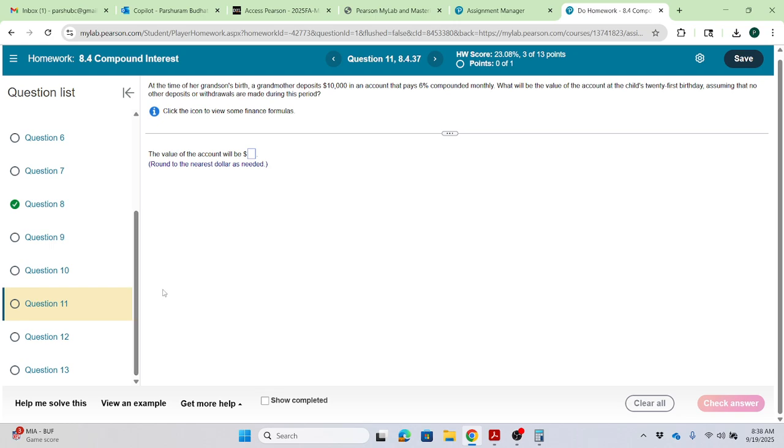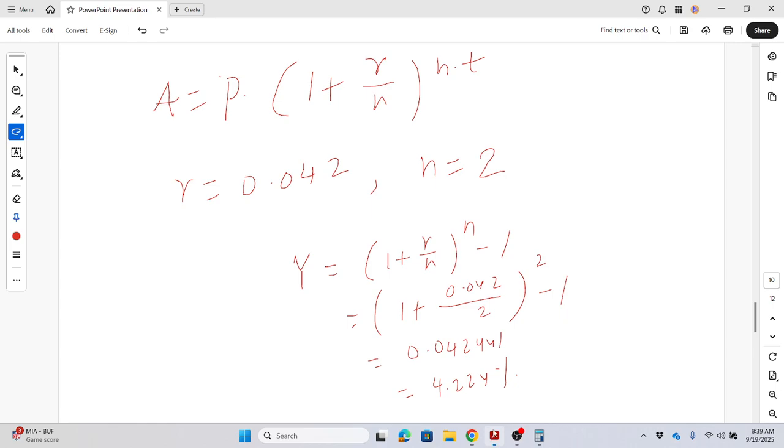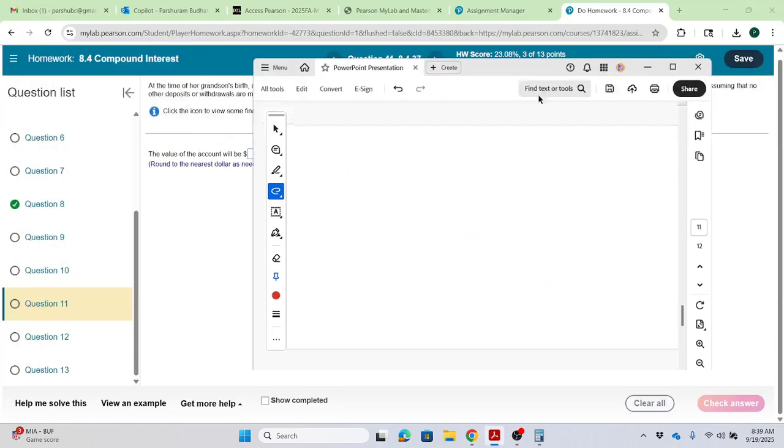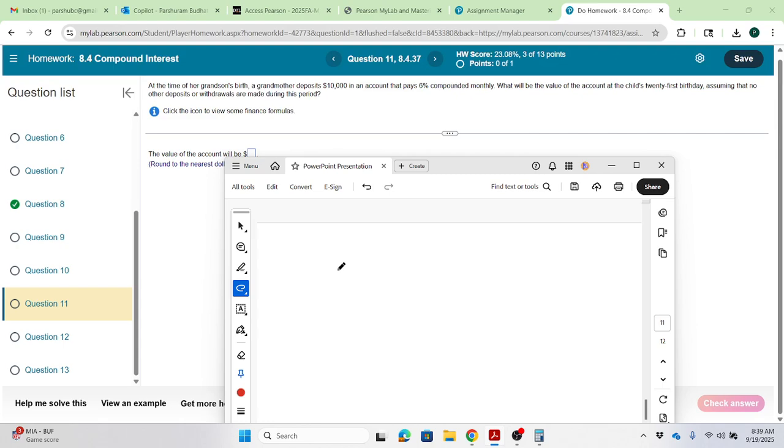That's how you can find the effective annual interest rate. Here is one more question. At the time of her grandson's birth, a grandmother deposited $10,000 in an account that pays 6% compounded monthly. What will be the value of the account at the child's 21st birthday? Assume that no other deposits or withdrawals are made. So use the very same compounding formula.